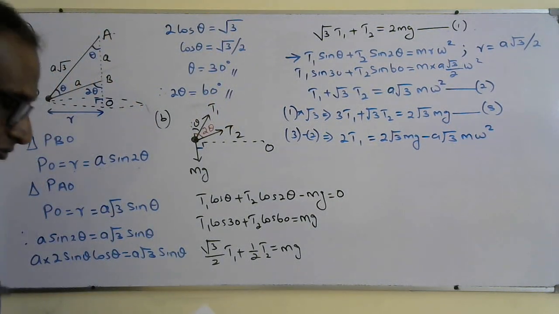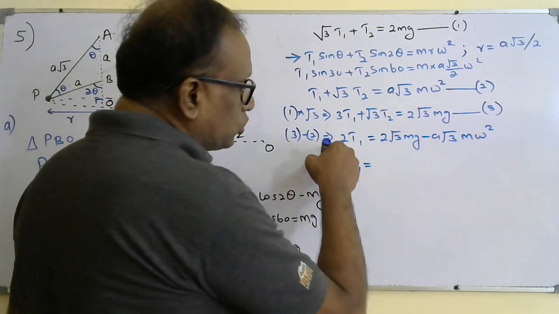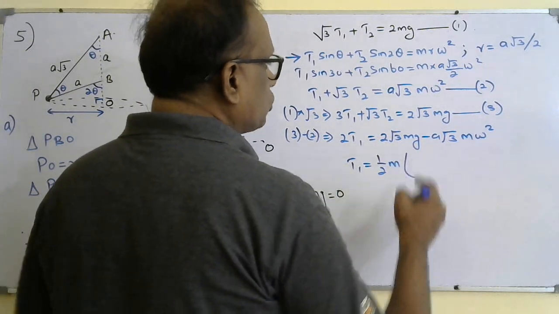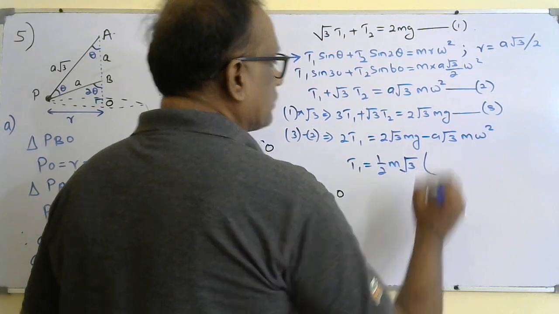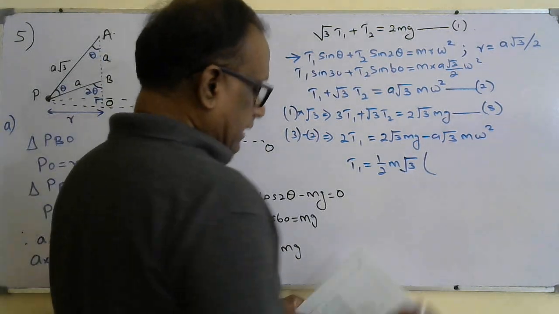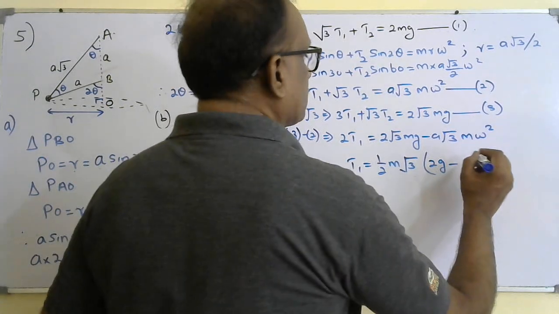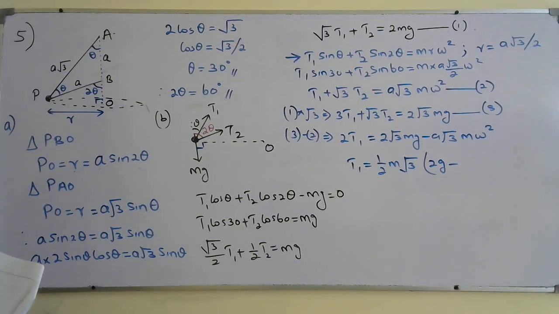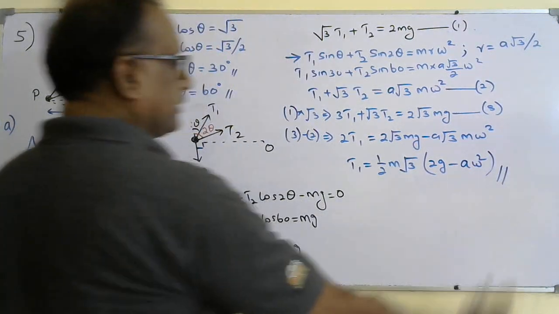Okay, so we'll rearrange it into the format they asked. So divide by 2, take the m out. So T1 is equal to, if I take m out of the bracket, here 2 will divide it, so you'll get half m. Half m root 3, we can take root 3 also outside. Then the remaining part is 2g minus a omega squared. Correct, no? Yes. So this is the thing they asked to show, right? We got the answer.